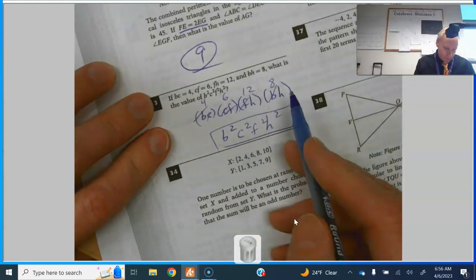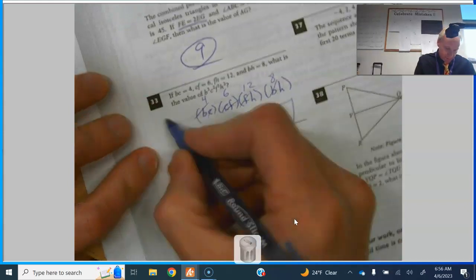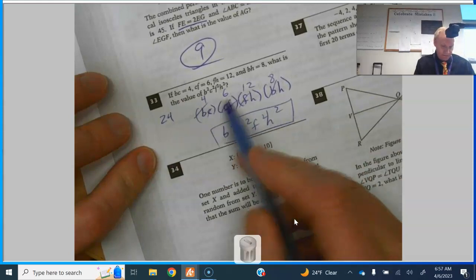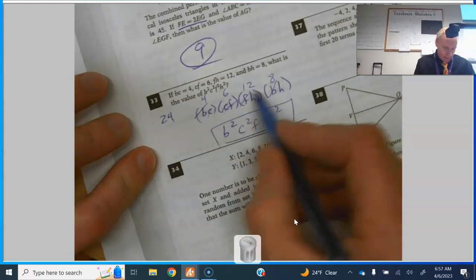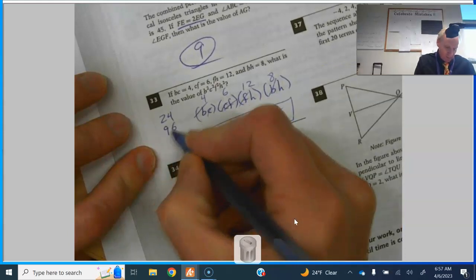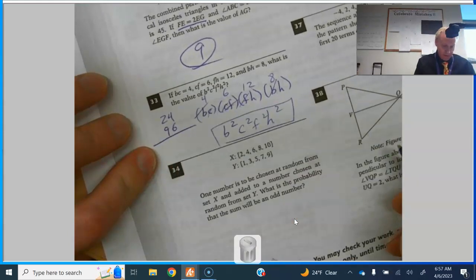8 times 12 times 4 times 6 is 24. I'm not sure if you're supposed to have a calculator for this, but I'm guessing that it's not. 12 times 8 is 96. A lot of multiplying there, man. That's a big one.